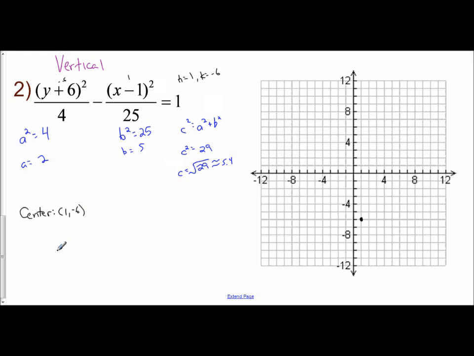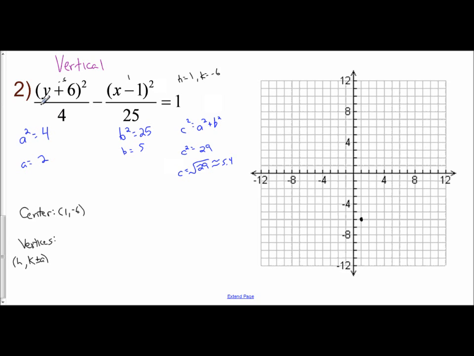I can go to town and find all the vertices, the asymptotes, and the foci. So the first thing I want to do next is find the coordinates of the vertices. Now, since this is vertical, that tells me my vertices are up and down, which means my a is being added and subtracted from the k. So the formula for this would be h comma k plus or minus a.